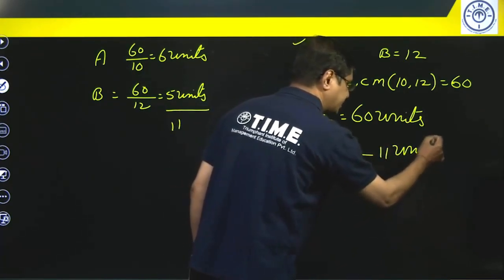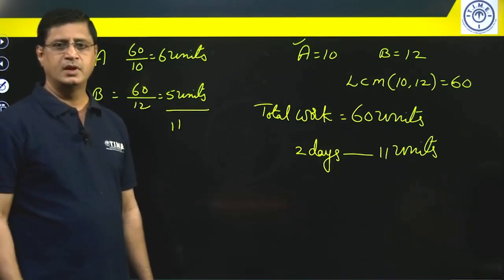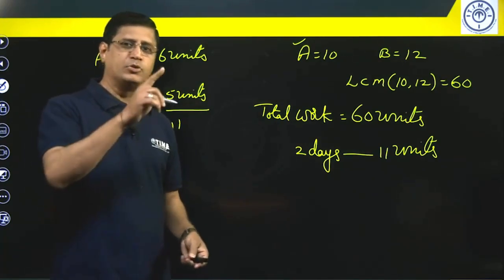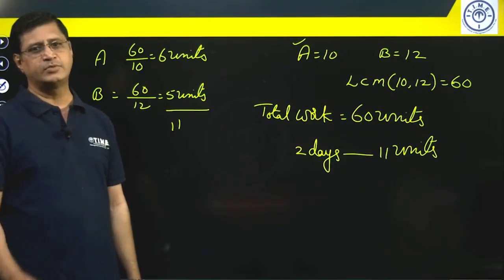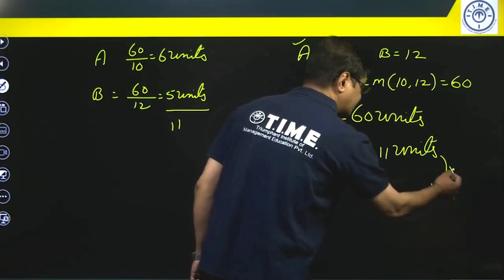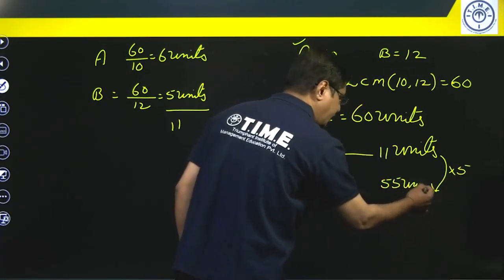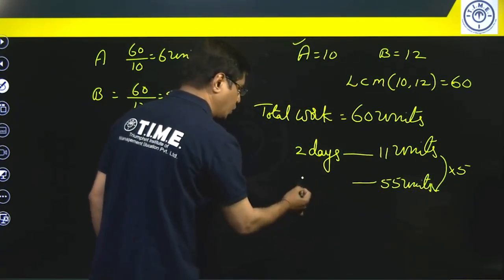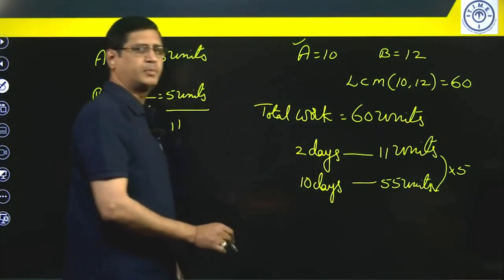So in 2 days they completed 11 units out of 60 units. How many times they need to repeat the same rotation means if we observe multiples of 11, 5 times of 11, that is 55. 6 times is 66. So 5 times means here we are multiplying this 11 with 5. So it will give 55 units. In order to complete this 55 units, how many days they need means 5 into 2, that is 10 days. In 10 days, 55 units completed.